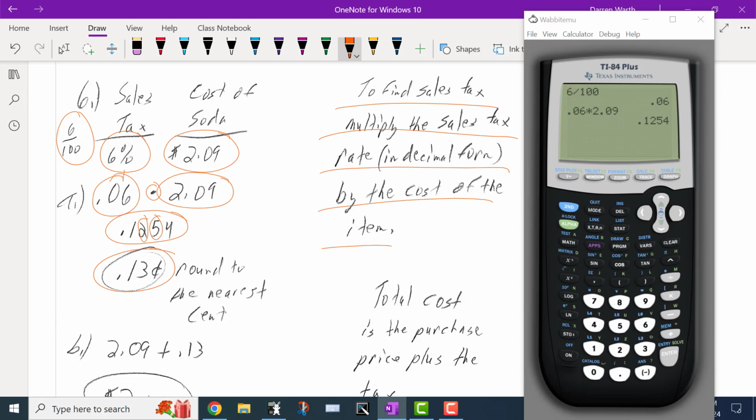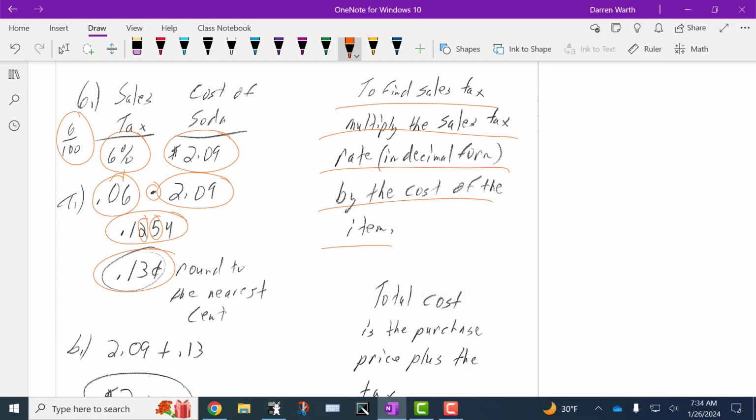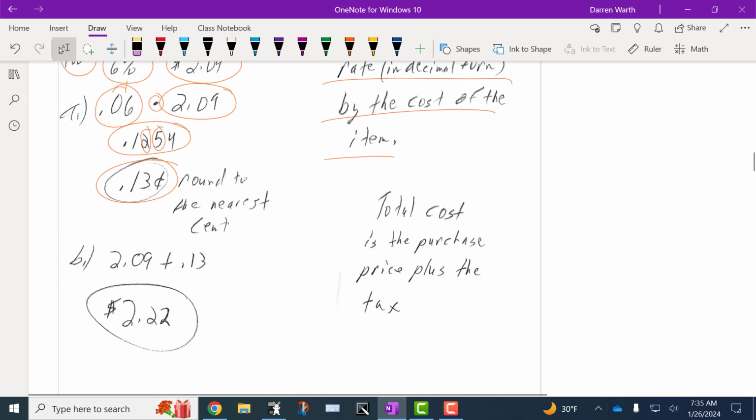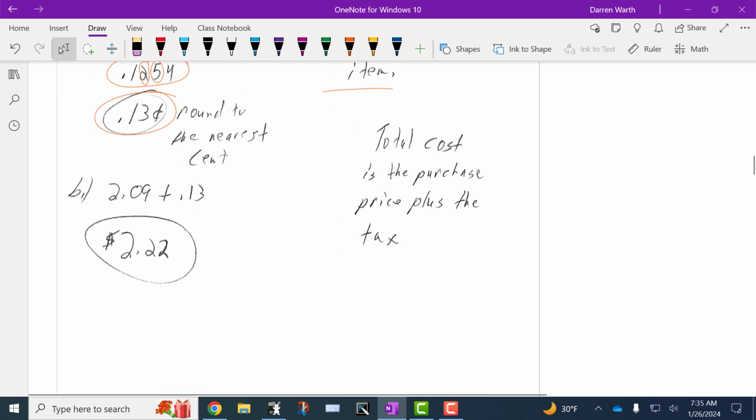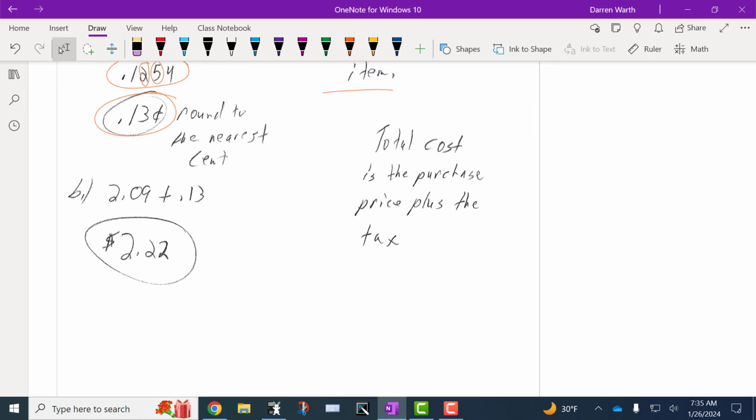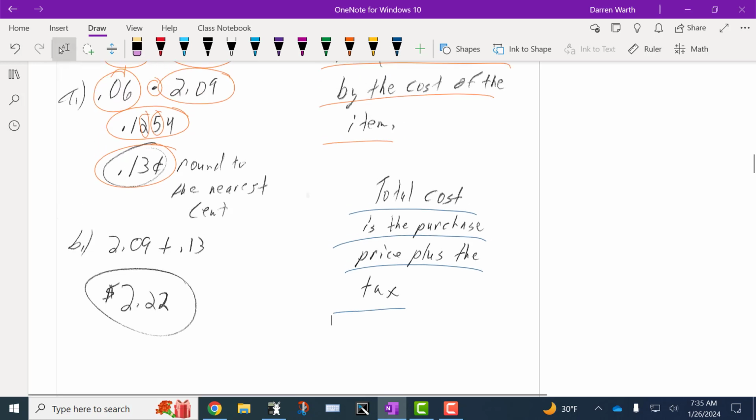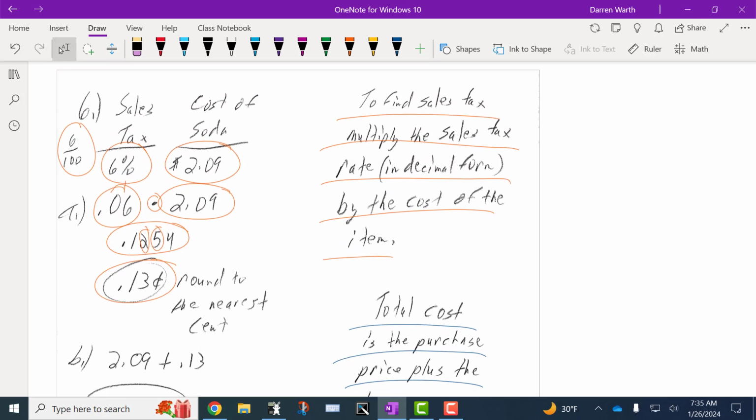Now after we found the sales tax, the next question says that it wants us to go ahead and find the total cost. So it says on B, what is the total cost of the soda? Well, the total cost of the soda is the purchase price plus the tax. So the purchase price of your soda is $2.09, and we're going to add the tax to it, which is 0.13.